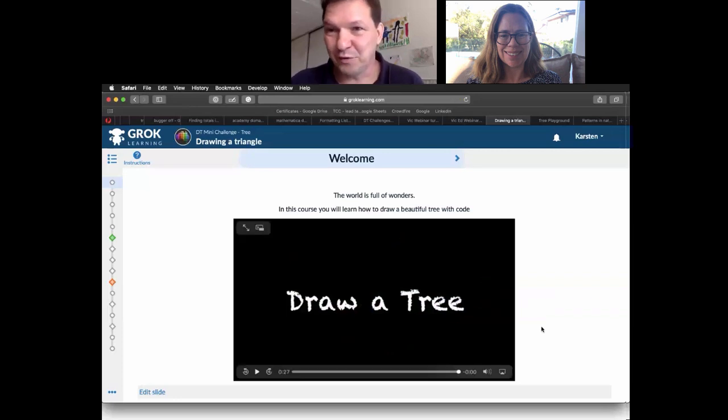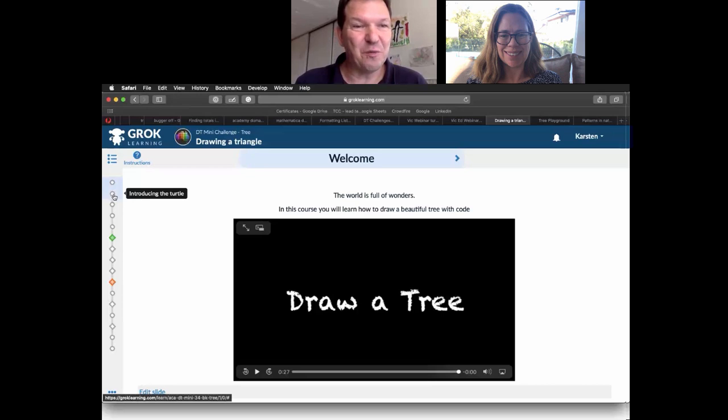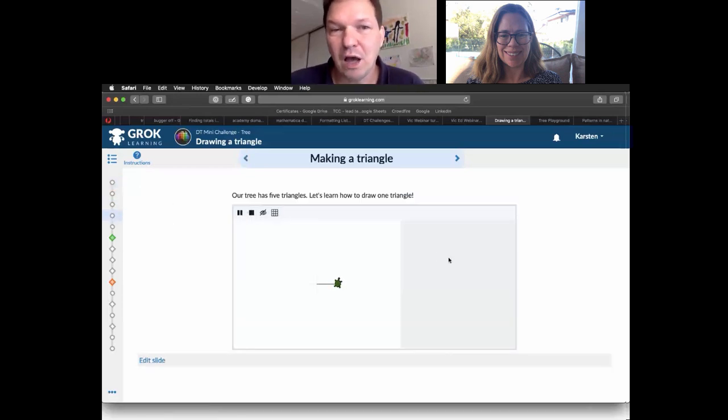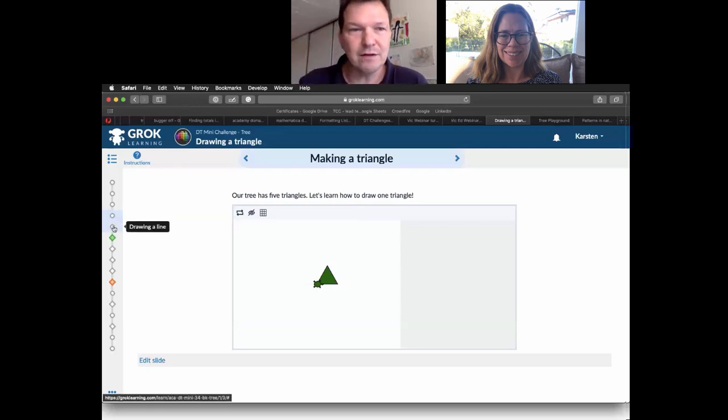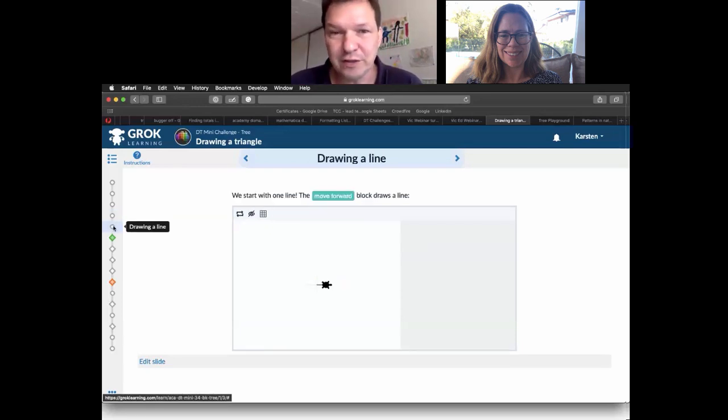All right, so we're drawing a tree and then we're decorating it. And you already know about the turtle. Okay, so here's the thing. Our tree has five triangles. You've seen them before. So we first need to learn how to make one triangle, okay? And you have to ask yourself, what do you need to draw a triangle? And we already mentioned it earlier, we need to start with a line, okay?